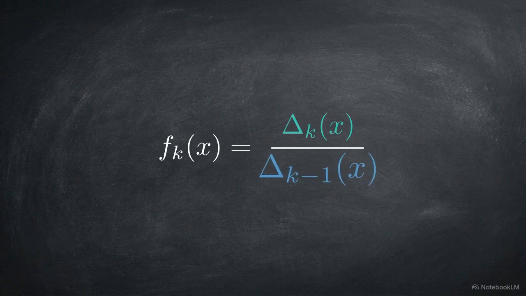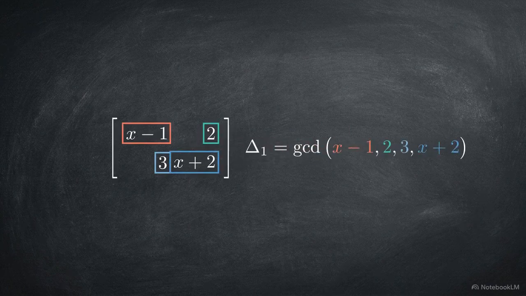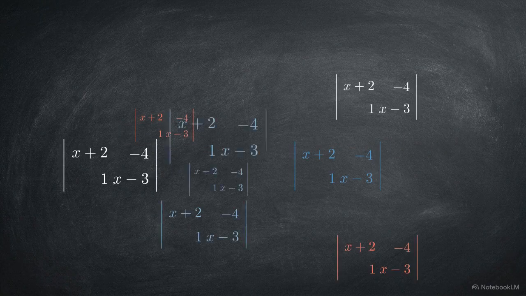The kth factor, f of k, is the result of dividing the kth determinantal divisor by the one that preceded it. For a simple 2 by 2 matrix, delta 1 is just the greatest common divisor of the 4 individual entries in xI minus A.